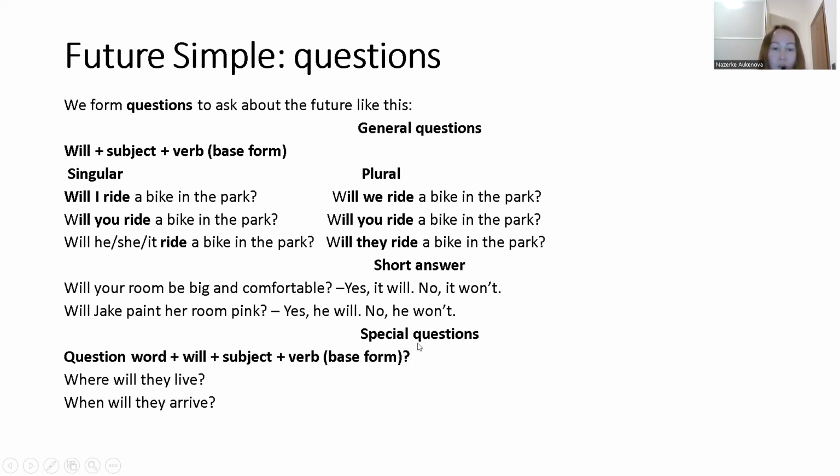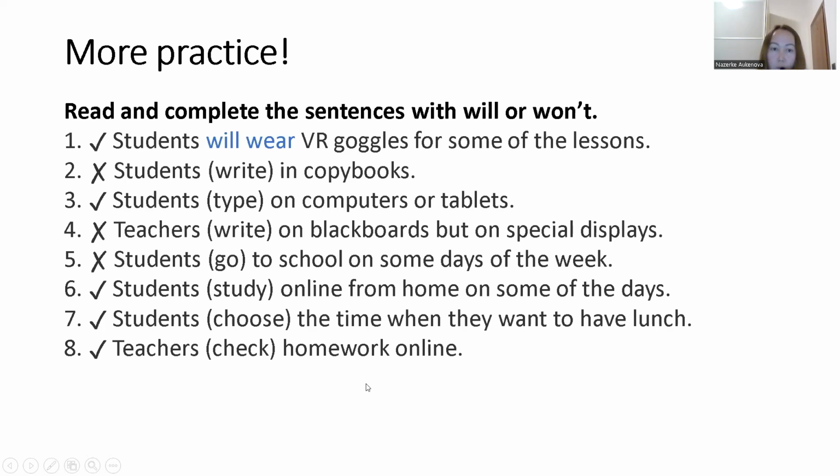So, and special questions, we have to put in the first place question words and then follow this structure again, will, subject, and verb. So just remember that you have to put question word in the first place. For example, where will they live? So you see, where is a question word, and we have to put in the first place, and then we have will, and then subject they, and verb is live. When will they arrive? And so on.